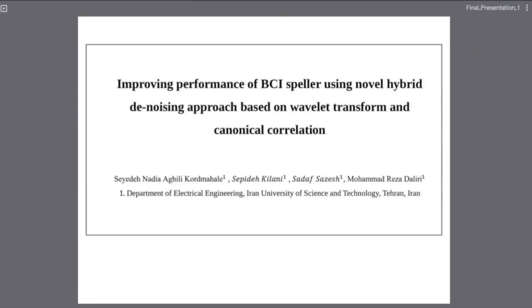This presentation is about improving the performance of a BCI speller using a novel hybrid denoising approach based on wavelet transform and canonical correlation, by Ms. Nadia Aqili.